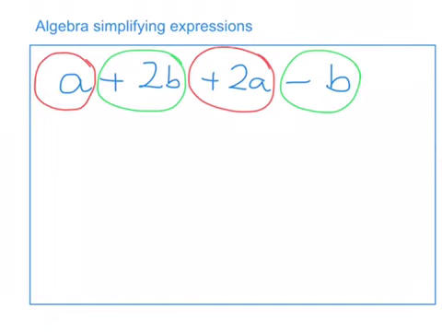So when I collect those terms up, looking at the A's, I've got an A and a 2A. That makes altogether 3A. And then when I look at the B's, I've got plus 2B and a minus B. So plus 2 minus 1 is just 1B. So that means I've just got 1B. And the 1B that I've got is positive.